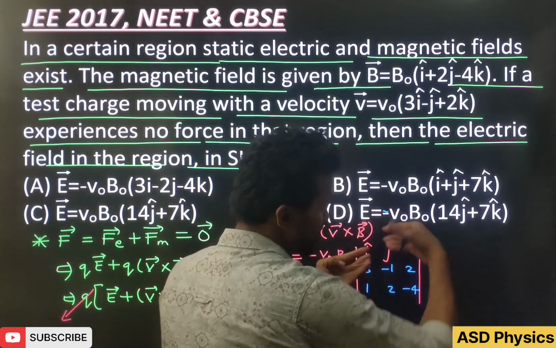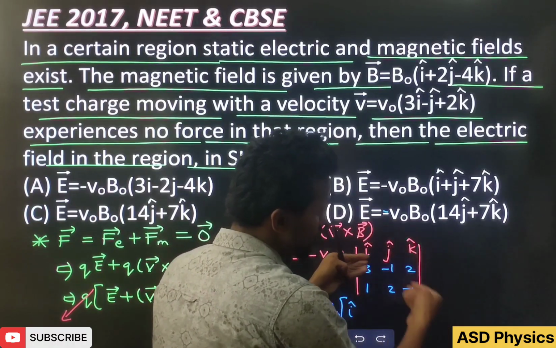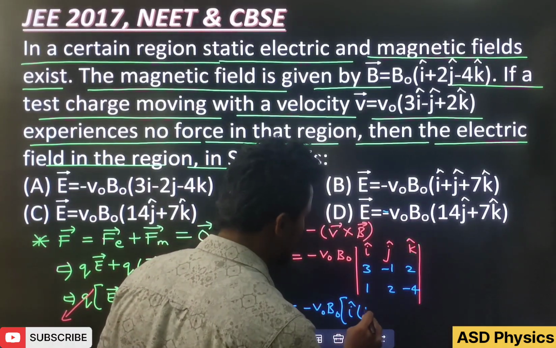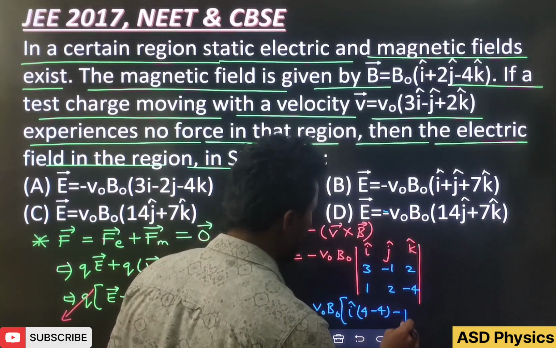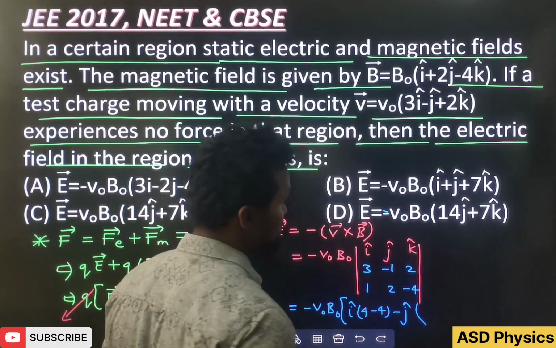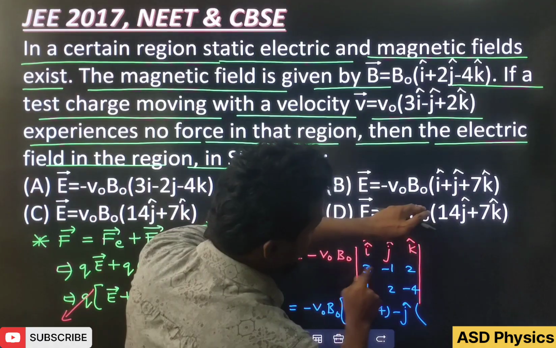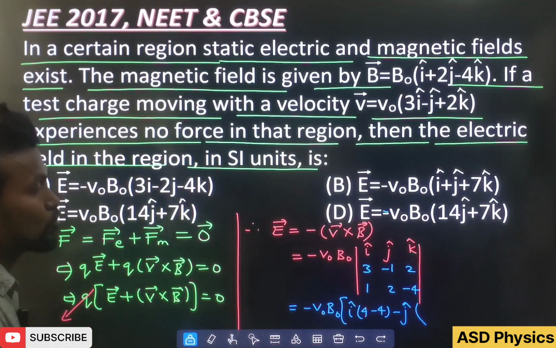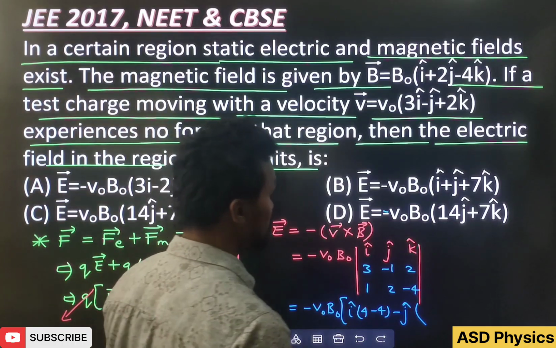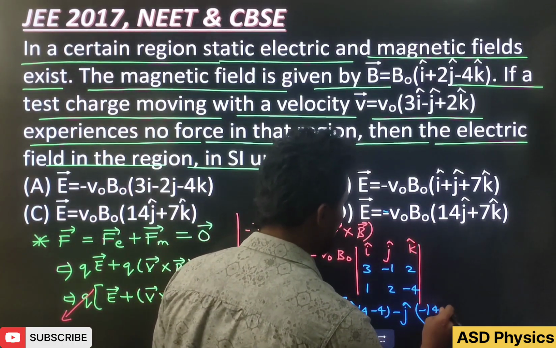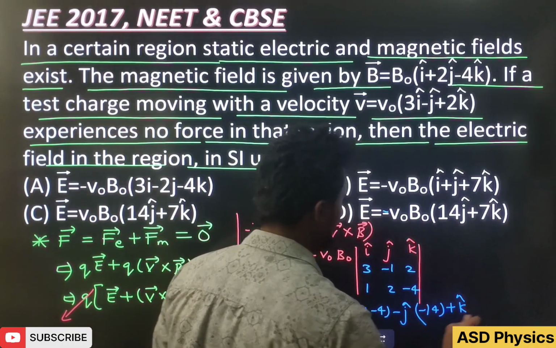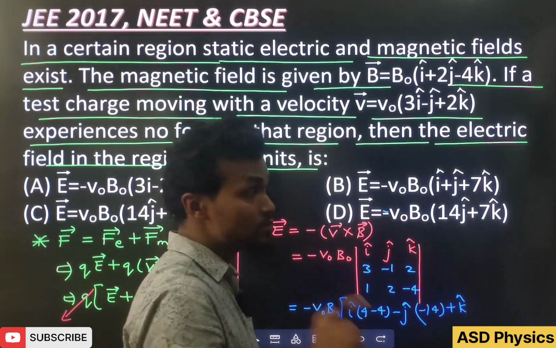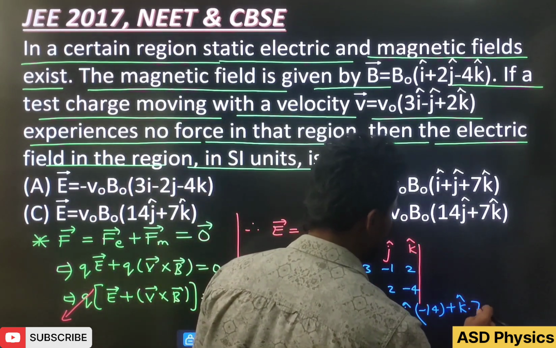When you simplify this, hiding this part, so minus 4 minus 1, 4 minus 4, it will become 0. For minus J cap, hide this J cap part. So 3 into minus 4 is minus 12, and 2 into 1 is 2. So minus 12 minus 2 it will become minus 14. Very easy. Plus K cap, hide this part: 3 into 2 is 6, and 6 minus minus 1 is 7. So 7 will come here.